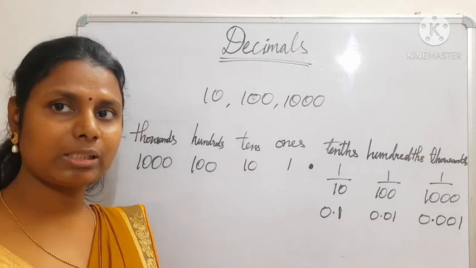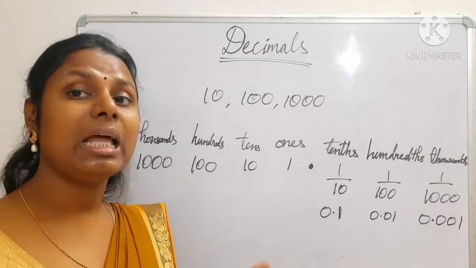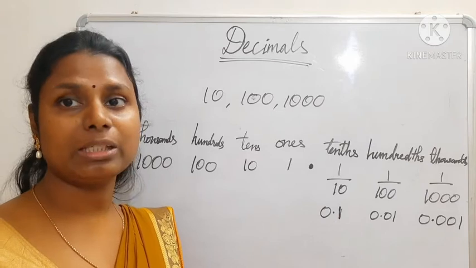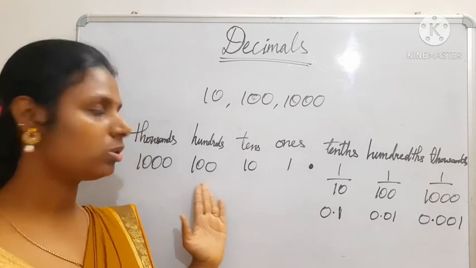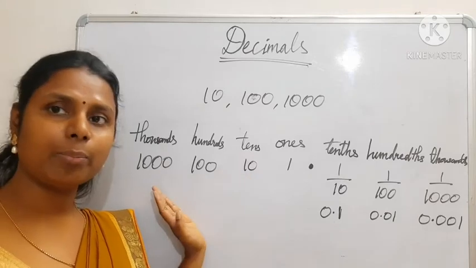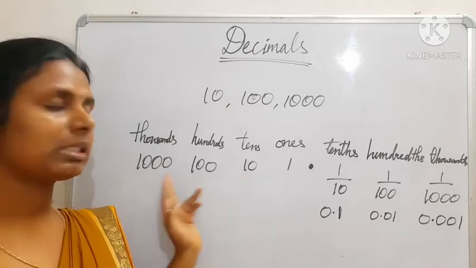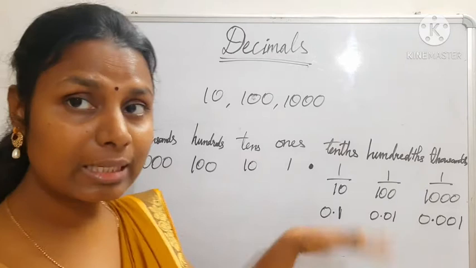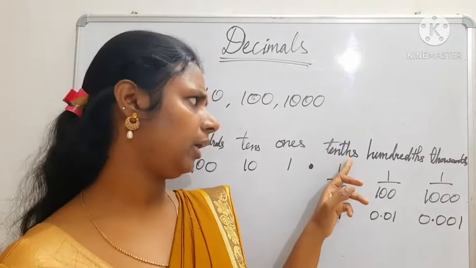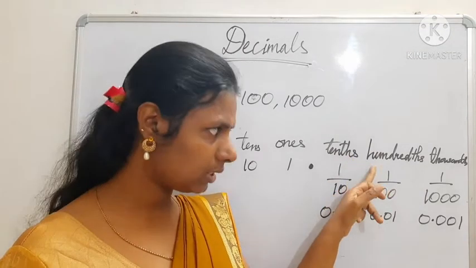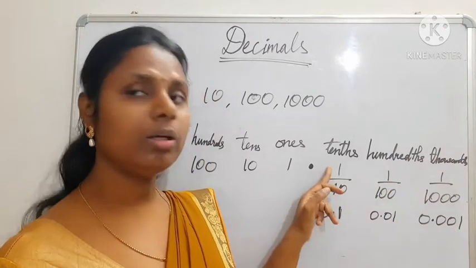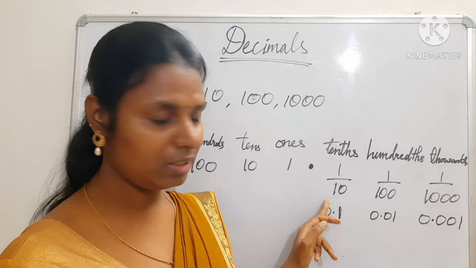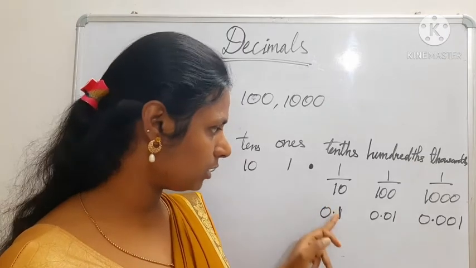Have you got it? What is decimal? Decimal means less than 1. In the normal place value chart, the places you know are ones, tens, hundreds, thousands. Now in decimals, we write tenths, hundredths, thousandths. In the tenths, we write 1 by 10. That can be written as 0.1.